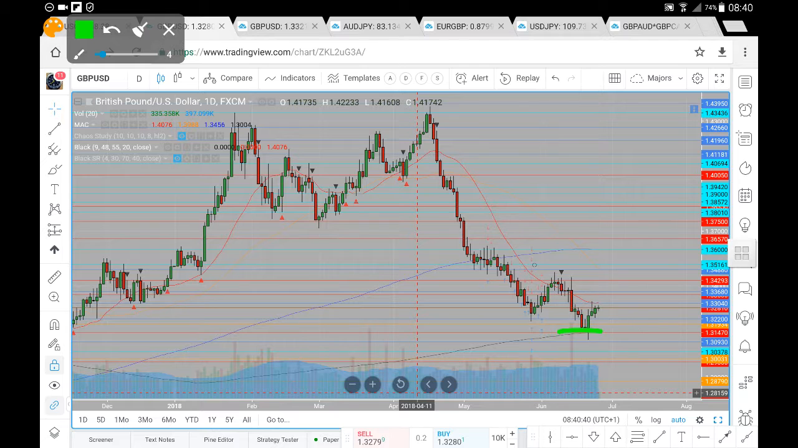So there remains a possibility of seeing prices revisiting the 31.47. At the moment, yesterday we had a pretty decent close. We closed quite close to the highs. So we'll look to see if we do see that follow through.